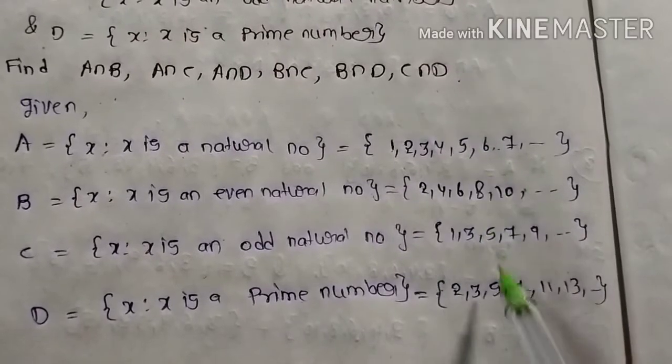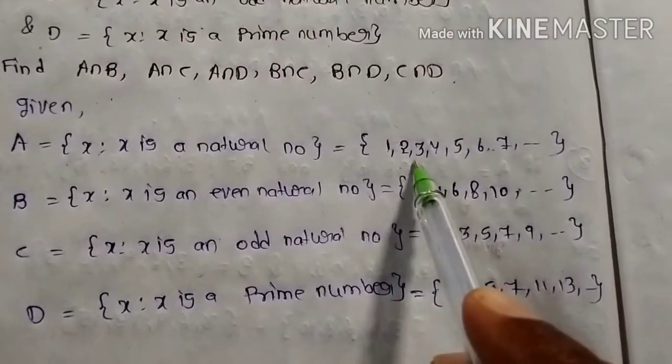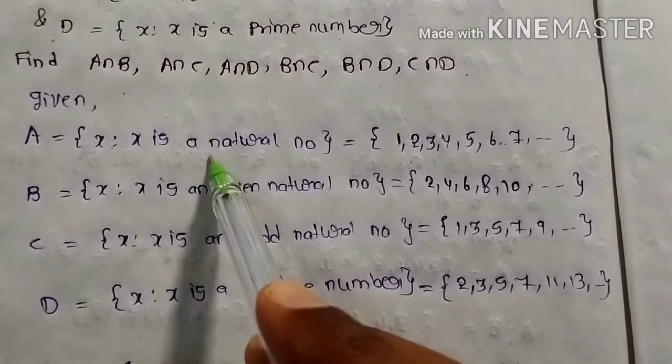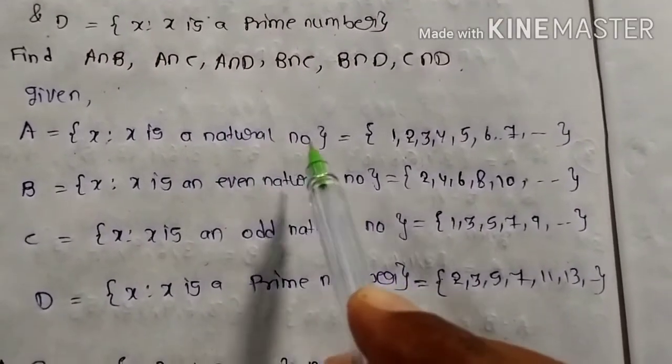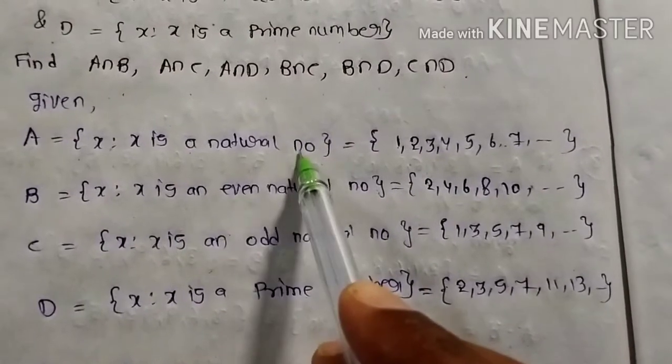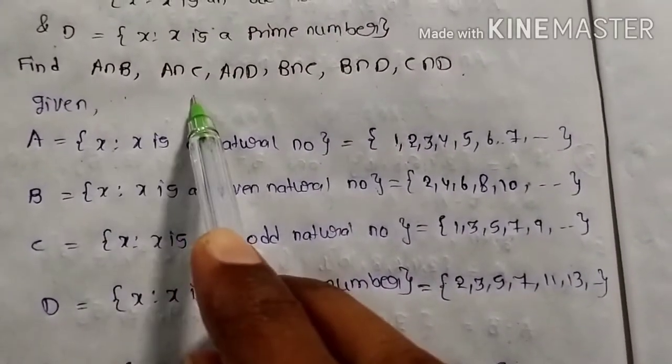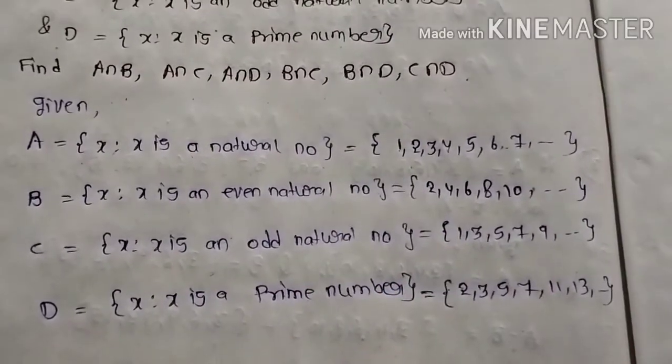Yes or no? These are all roster forms. Elements are separated by commas within the braces, and the question is given in set builder form. First of all, we need to write set builder form in roster form. After that, you can do A intersection B, A intersection C, and the remaining.